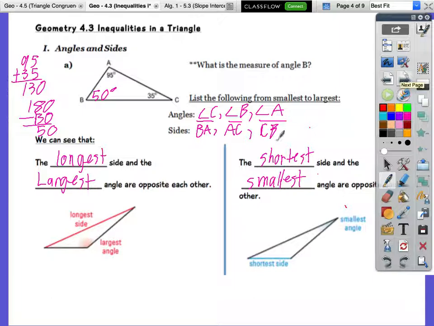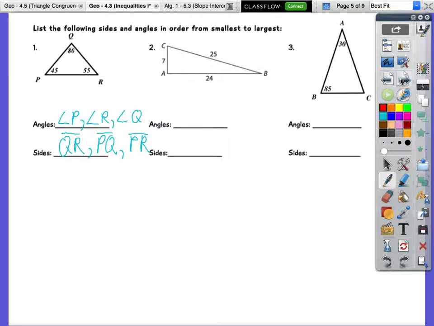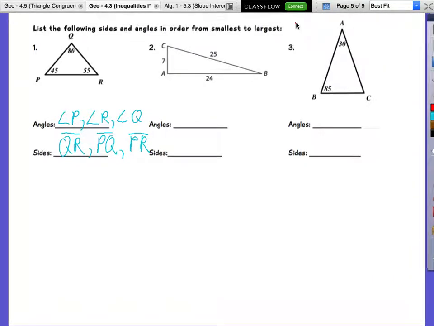Okay? And we said, as we went through this, we did it with the first few angles. So now we're going to do it with the next few. This was what we did for the warm-up here. So what are our angles from smallest to largest?